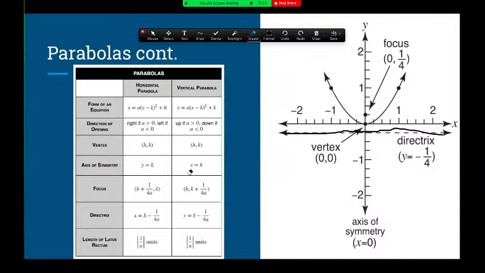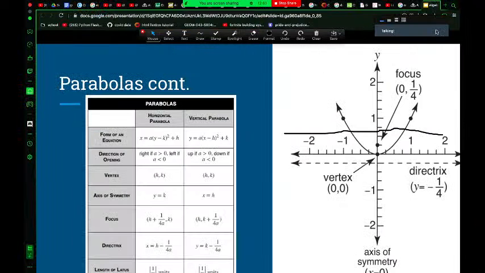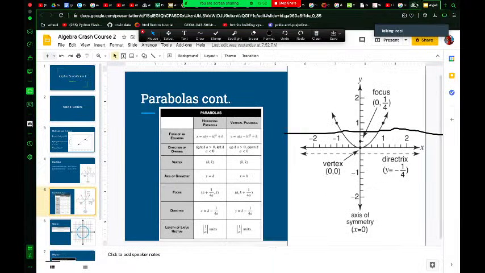Did you write down or look at the formula? So it's basically x is equal to another variable minus a fraction. It's y is equal to k minus 1 over 4a. Does it always have to be 1 over 4a? Yes. So it always has to be.